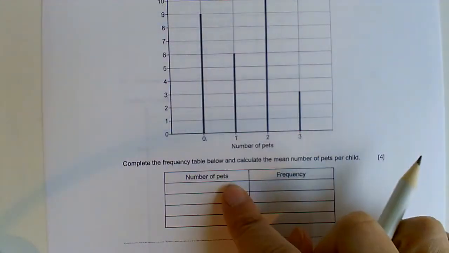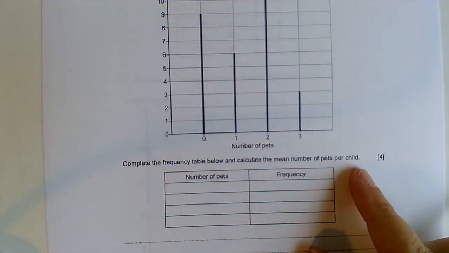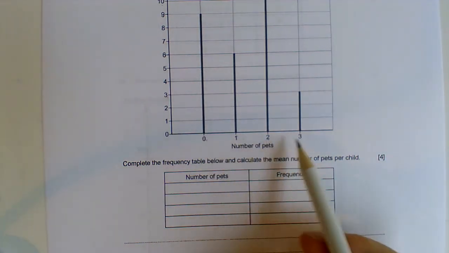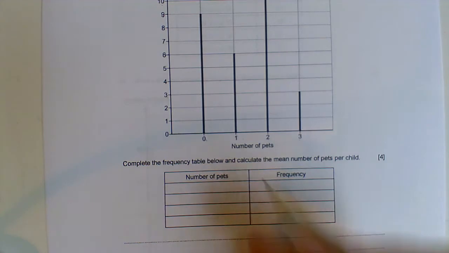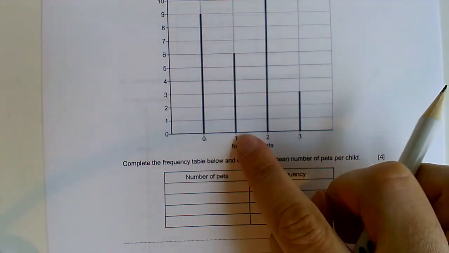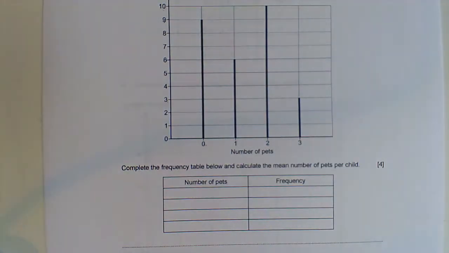So what you now need to do is complete the frequency table below and calculate the mean number of pets per child. Okay, so the thing not to do here is to go 0, add 1, add 2, add 3, divided by 4. That isn't right, because 0 has happened more times than 1, and 2 has happened more times than anything. So when we add them up, we need to take that into account.